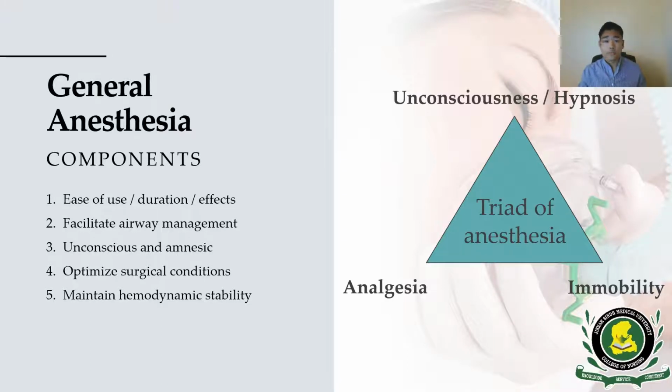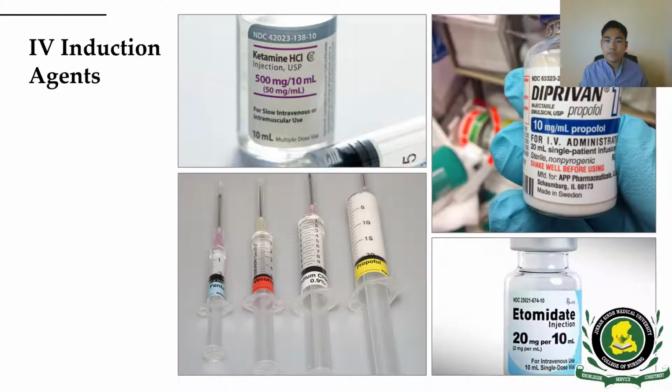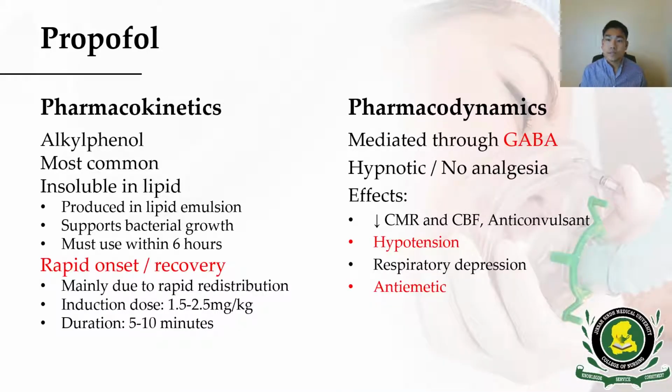Because there's no one drug that can accomplish all of this, we use multiple drugs for something called balanced anesthesia. Induction drugs are the drugs that are generally used to produce sleep before you add the gas to maintain anesthesia. Some of the most common IV induction drugs include Propofol, which is definitely the most common because it's fast onset and fast recovery. It acts by decreasing the rate of dissociation of GABA, an inhibitory neurotransmitter, from its receptor, and so it increases the effect of GABA.